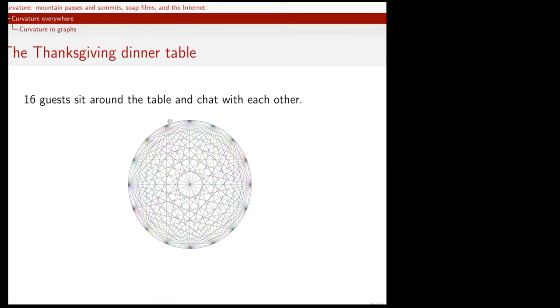So, but in the old days, you would have 16 people sitting around the table. There would be a turkey here. And then these people would talk to each other. So for instance, there would be Uncle Jim here talking to Aunt Susie here. We would have a little chat with Aunt Martha. And Martha would also say something to cousin John, and so on.